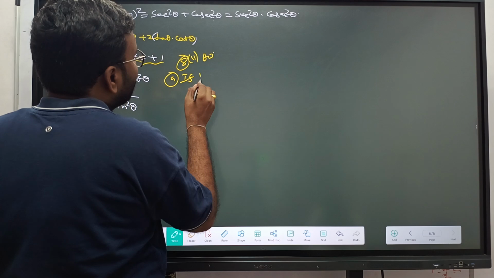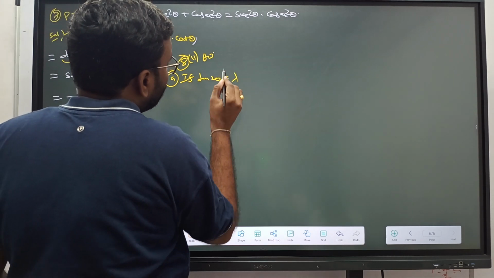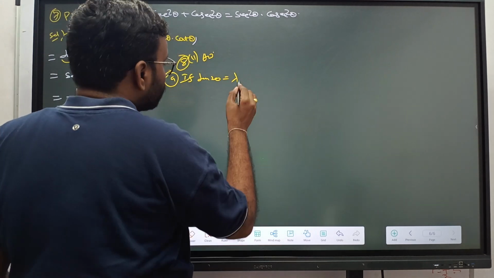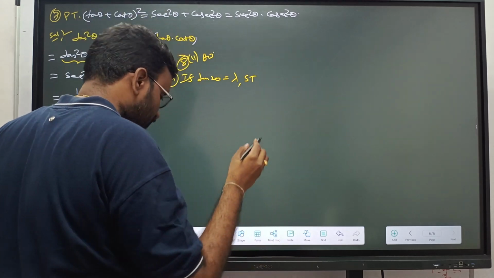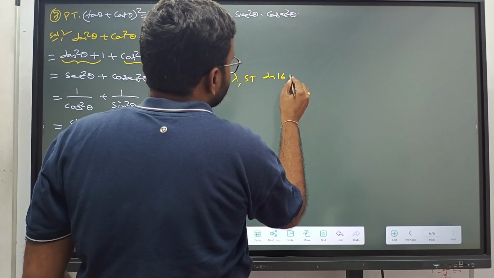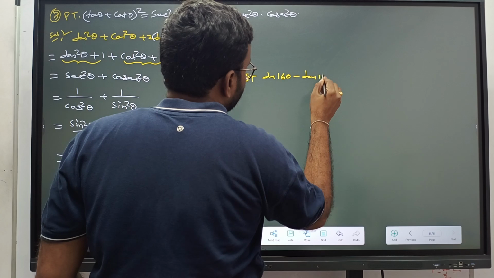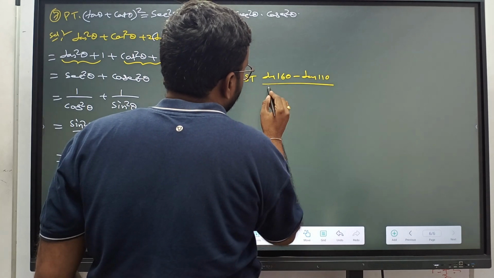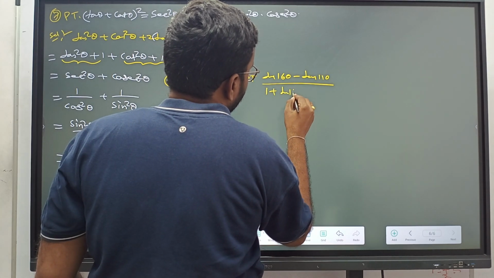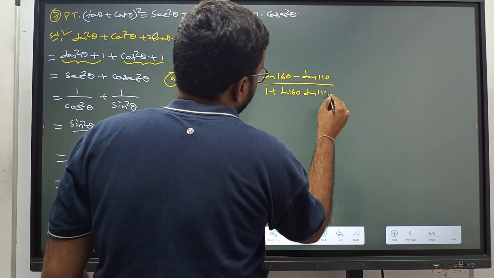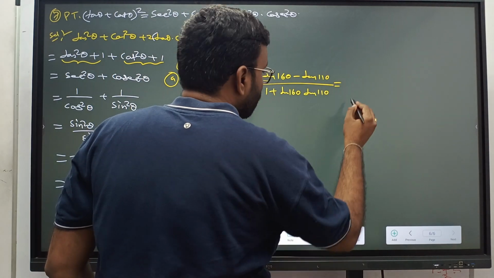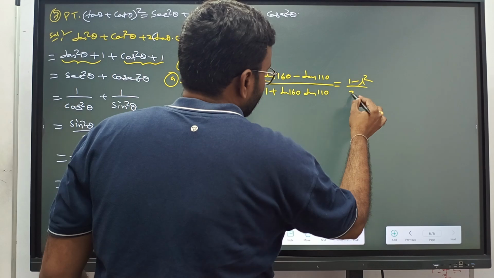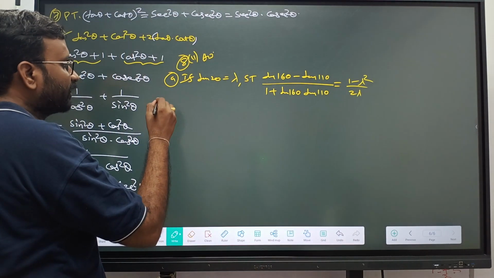If tan 20 is equal to lambda, then show that tan 160 minus tan (the remaining angle) is equal to (1 minus lambda square) by 2 lambda. Now I am taking the LHS.